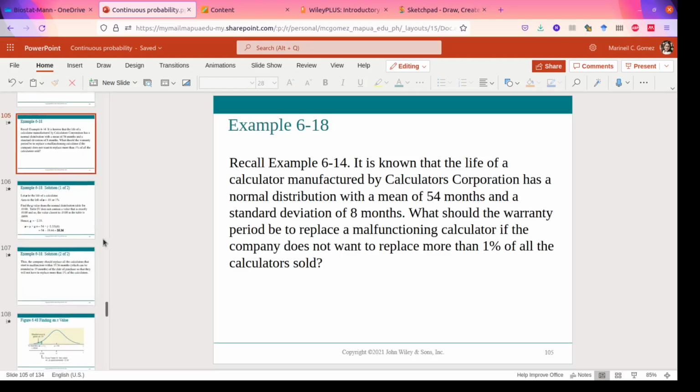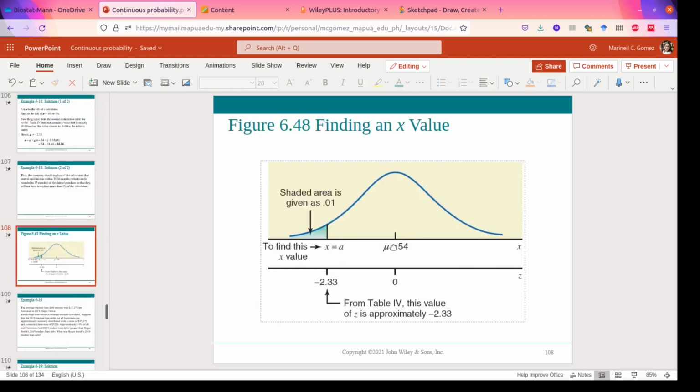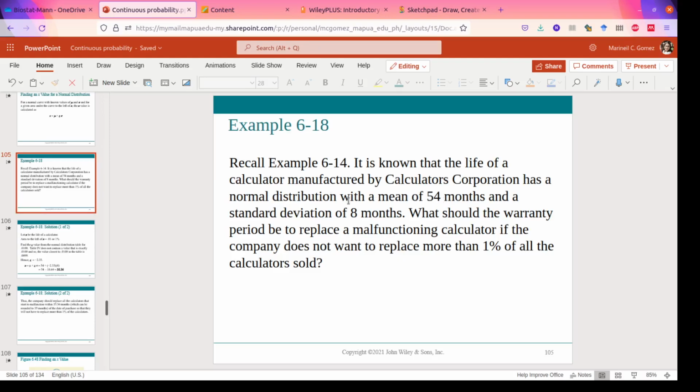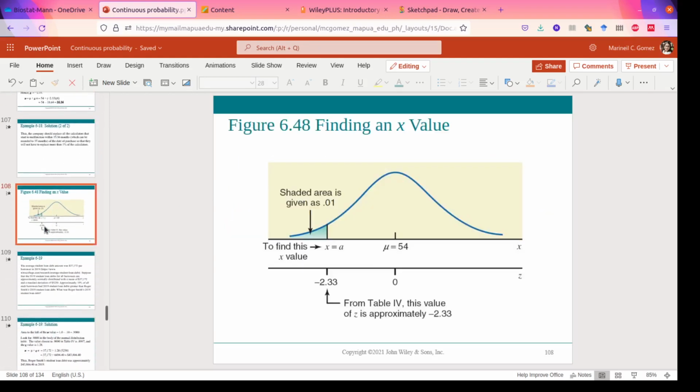So let's actually look at this example. We have here the mean working average time where the calculator is working. So 54 months, this is the life expectancy of the calculator. So the average time the calculator will malfunction is after 54 months. That's the lifespan of your calculator.